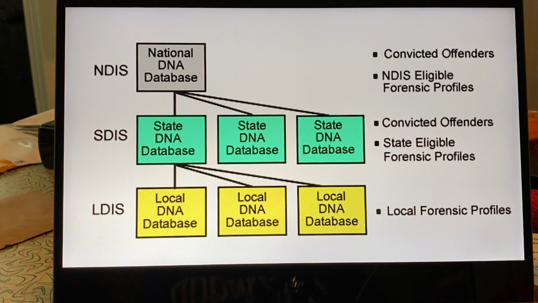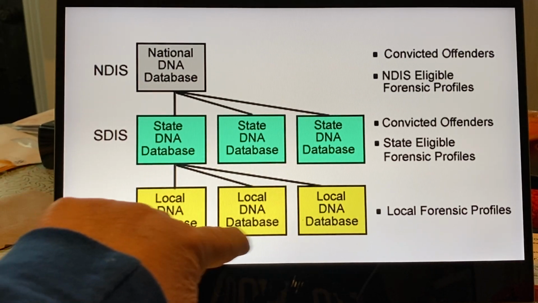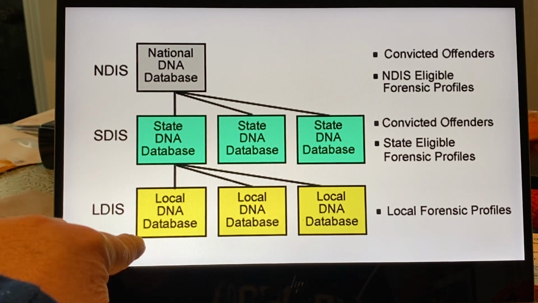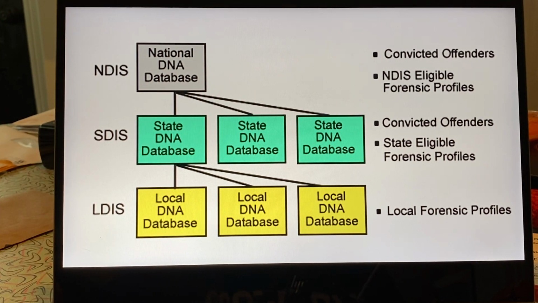So this is the way it works. LDIS, you have all of the local labs within a state, and they search just within their lab to see if any local cases are connected.